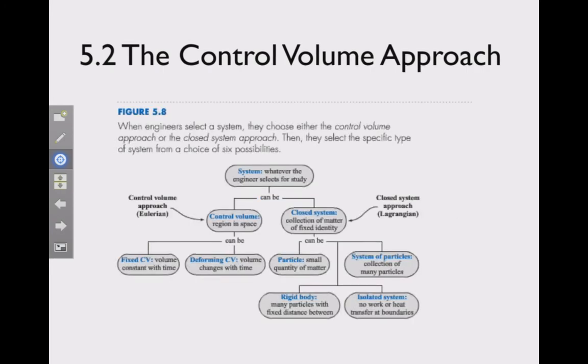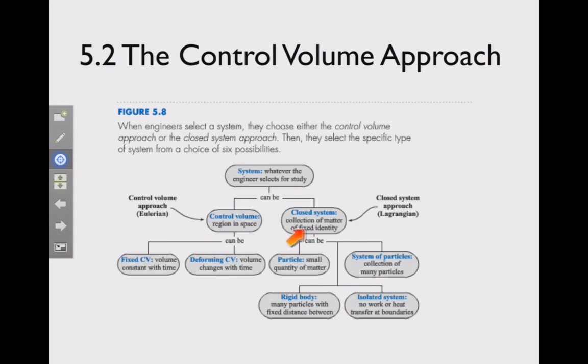Engineers use these two different approaches when choosing how to solve problems. And so this flow chart can be very useful for trying to identify which route you want to take for the solution of a given problem. So a system is whatever the engineer selects for study, and it can be either a closed system or an open system, or a control volume. The closed system, let's take a look at this side. This is going to be the Lagrangian approach. We're going to take a Lagrangian view.